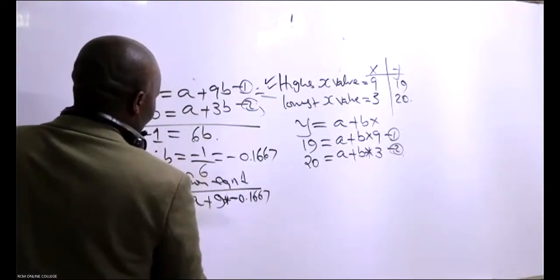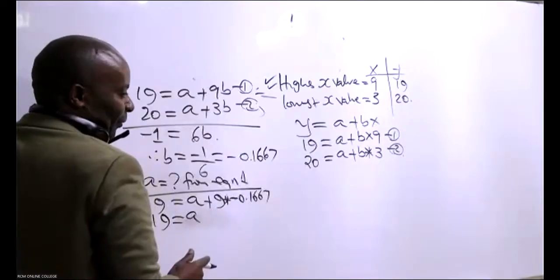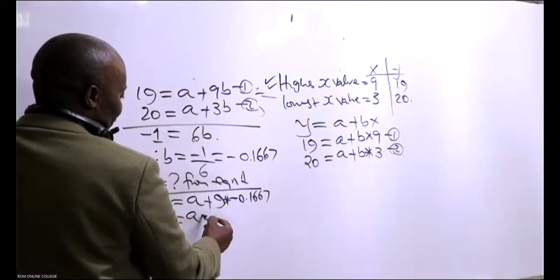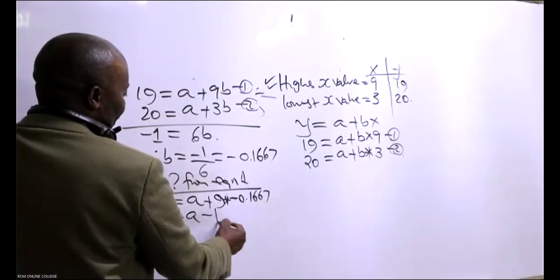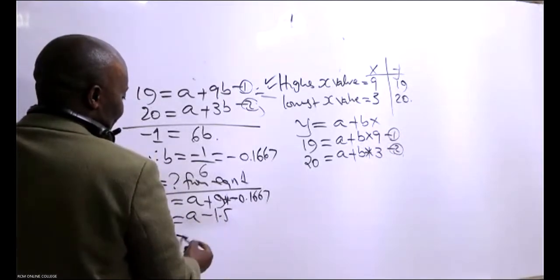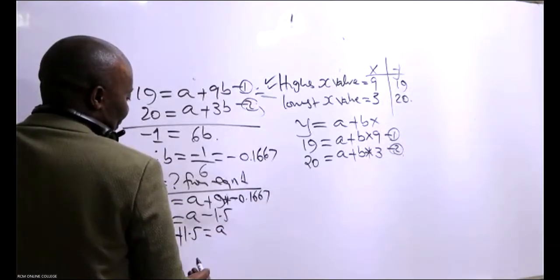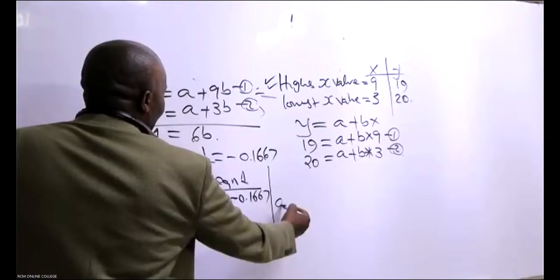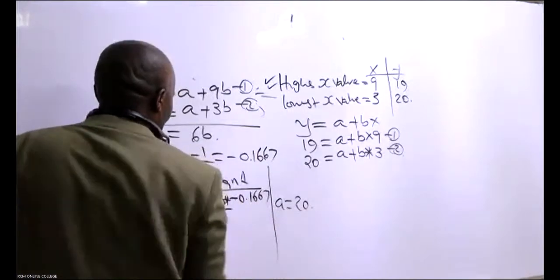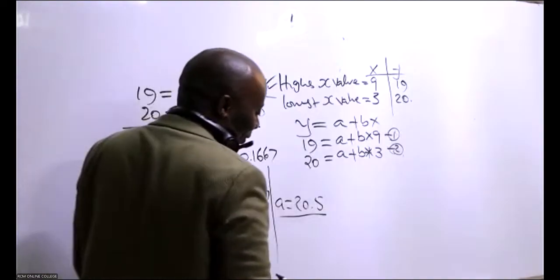So then this will be 19 equals a. Could you kindly give me this? 9 times that. 1.5 minus 1.5. So take this to the other side. It will be 19 plus 1.5 equals a, isn't it? Meaning that a equals who? 20.5. Have you been able to write the regression, the high-low equation?